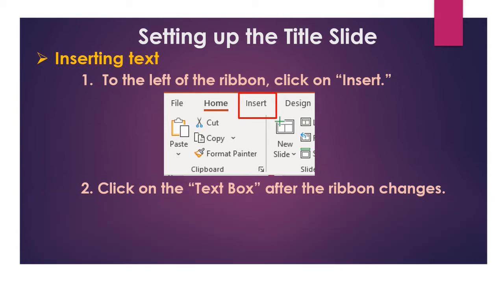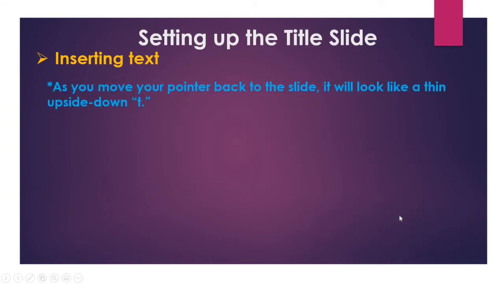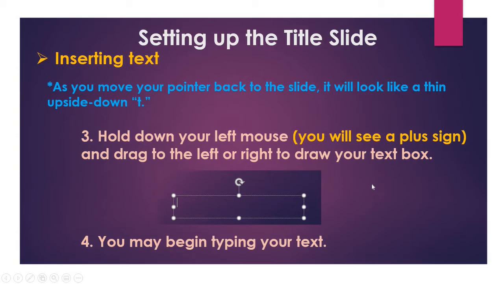I also want to show you a shortcut. This shortcut should be on your home screen at all times. There's a capital A right here, and it will serve the same purpose. So once you click your text icon, move your pointer back to your slide. As you move it, it will look like a thin upside down lowercase t. You then need to hold down your left mouse. It will turn into a plus sign, and you will drag it to the left or to the right and form your text box. And it will look like this. At that point, you may begin typing your text.